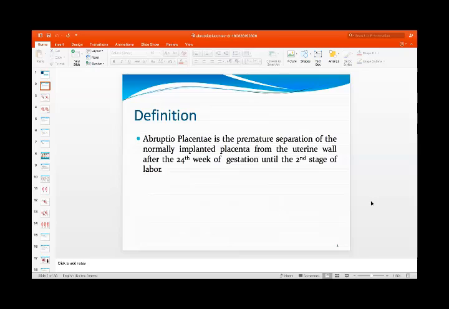What is placenta? You already know what is placenta. So, placenta is an intrauterine organ which supplies nutrients, oxygen and blood to the baby, and it is normally sited in the upper segment of the uterus. When this normally implanted placenta separates from the uterine wall after 24 weeks of gestation, it is called abruptio placenta. This is the premature separation of the normally sited placenta after 24 weeks of gestation.